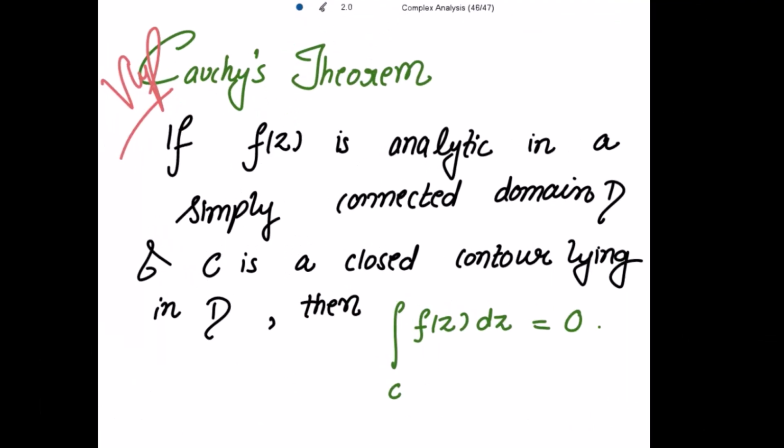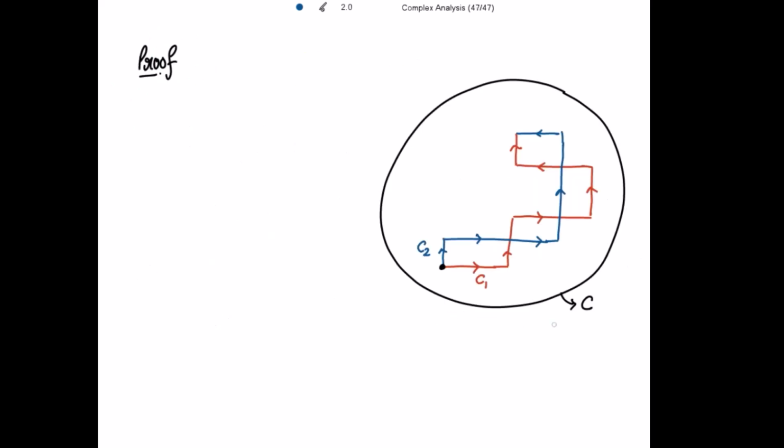This is a very important theorem that states: if f(z) is analytic in a simply connected domain D and C is a closed contour lying in D, then the integral of f(z) dz along C is equal to 0. This we have to show. So let this C be the closed contour in the domain D.